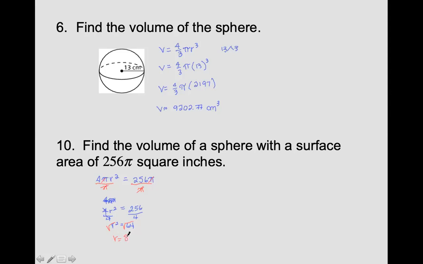All right, so now that I know my radius, I can go over and find the volume. So the volume then is equal to 4/3, just using our volume formula, times pi times the radius, which is 8, cubed. All right, multiply it all together, and we get about 2,144.66 cubic inches.